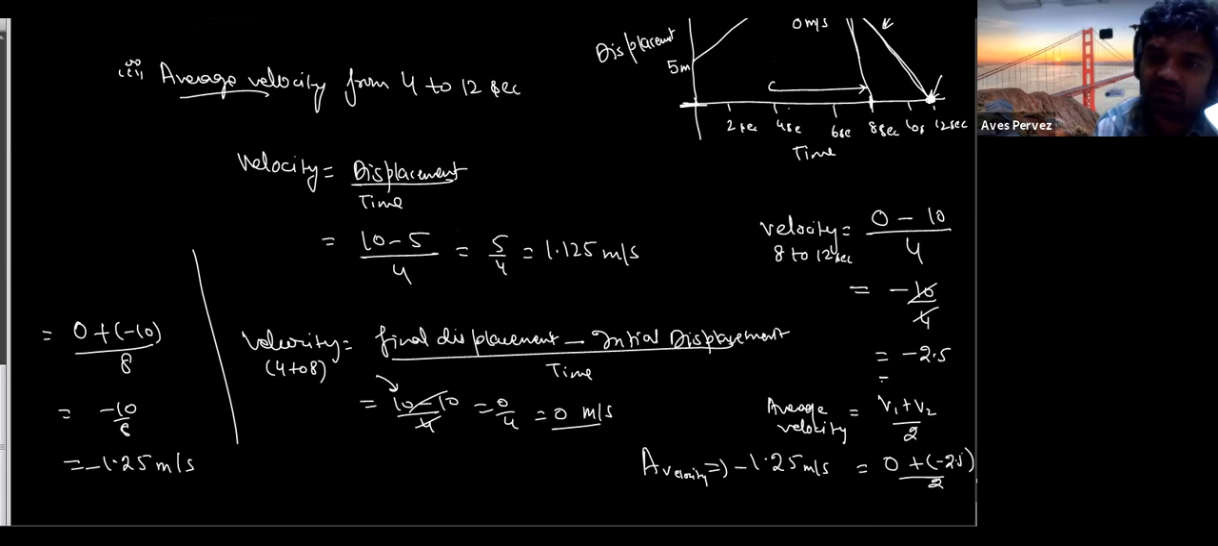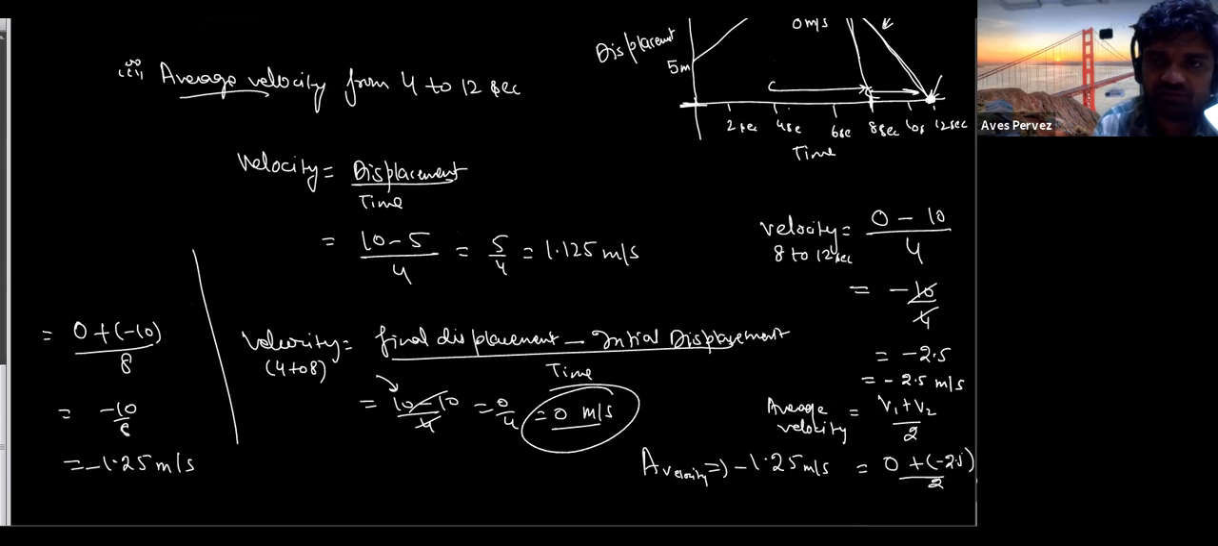So you can write here minus 2.5 meter per second. This is the average velocity for the second time, from here to here. Sorry, velocity from here to here.